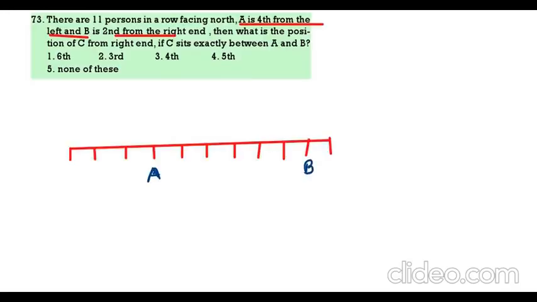Now C is exactly in between A and B. That means leave 2 gap. Here we will get C. Then what is C's position from the right hand? See, 1, 2, 3, 4, 5. Fifth is the correct answer. Next question.